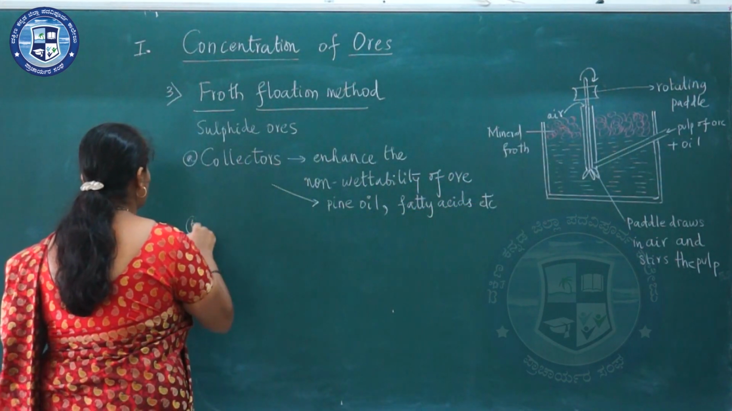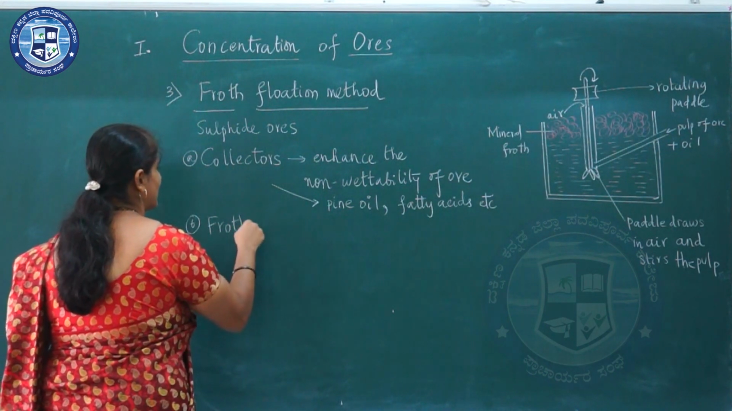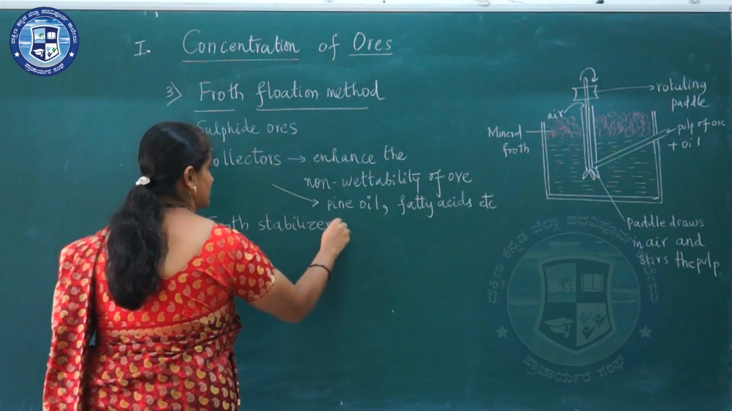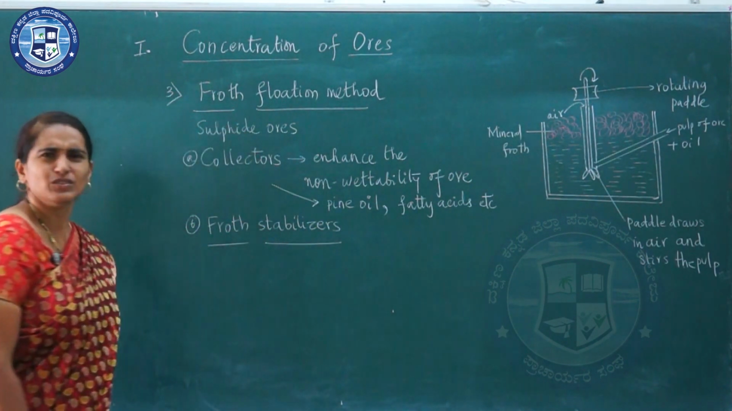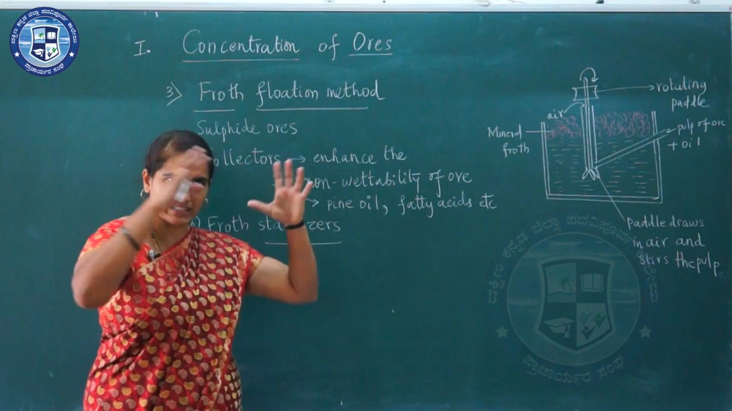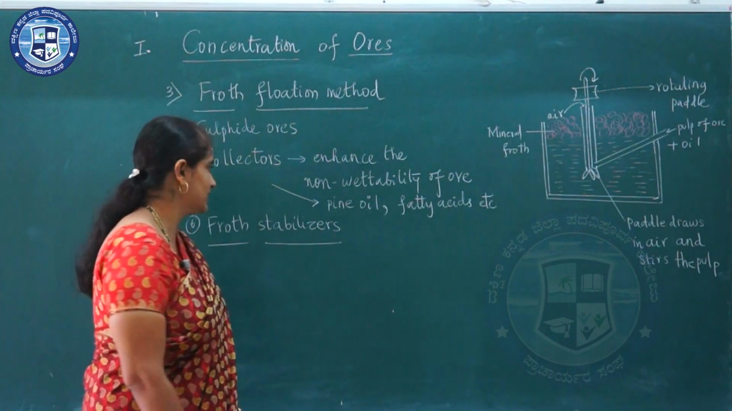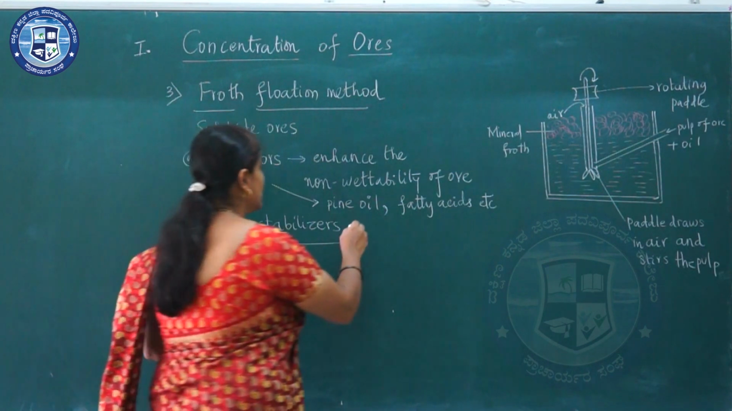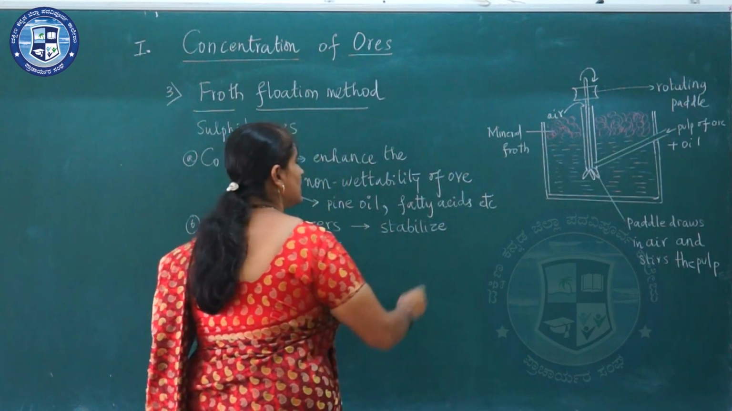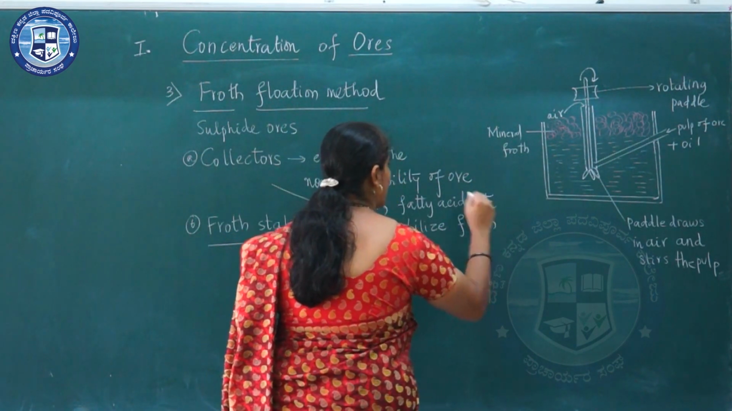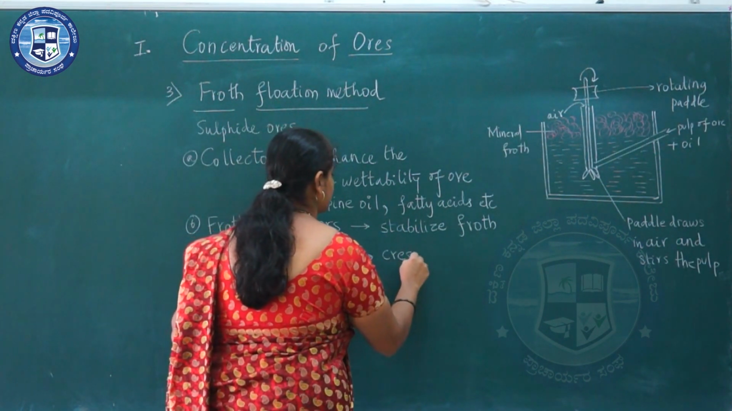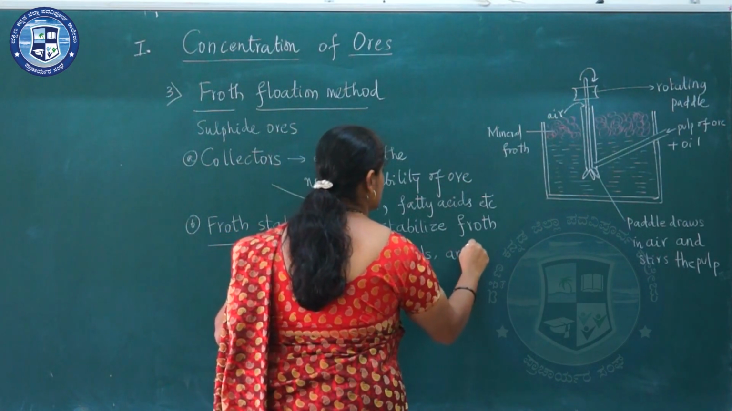Then stabilizers are added, that is froth stabilizers. Now what is the lifetime of a froth? Will it stay for a longer time? No, isn't it? Hardly a minute, hardly a minute. Now whatever froth arises on the top should stay for some time. So in that case, we add some froth stabilizers, that is, they stabilize the froth. Whatever froth comes on the top is stabilized by adding froth stabilizers like cresols, aniline, etc.